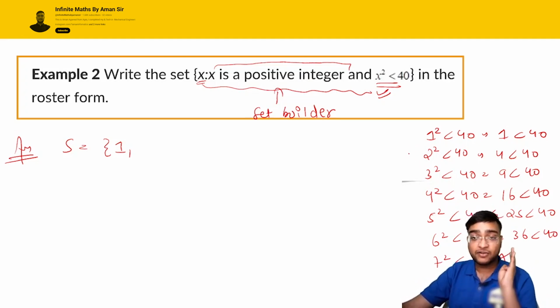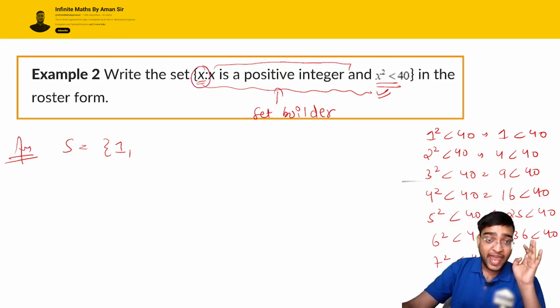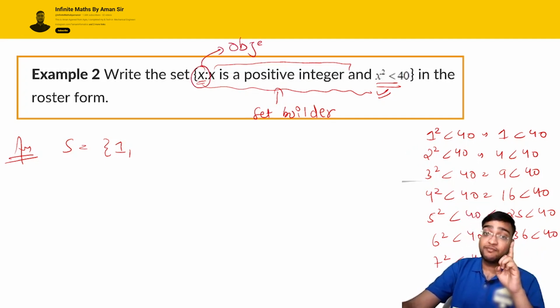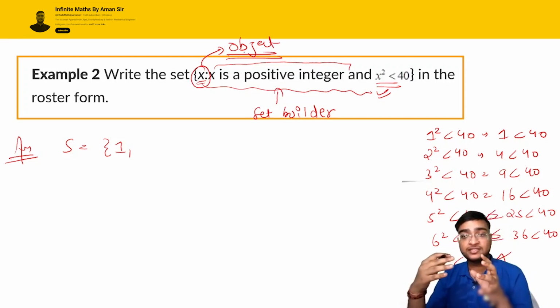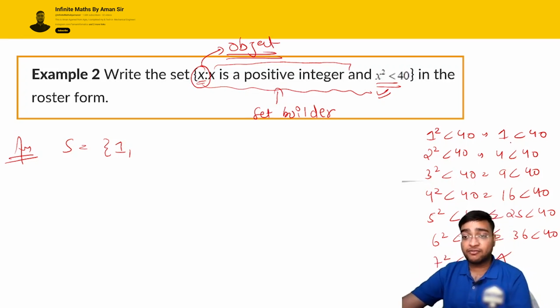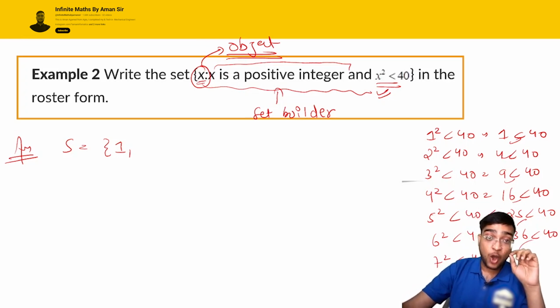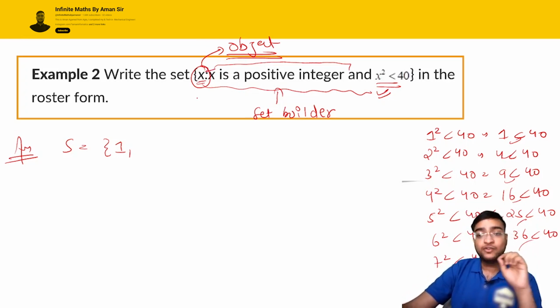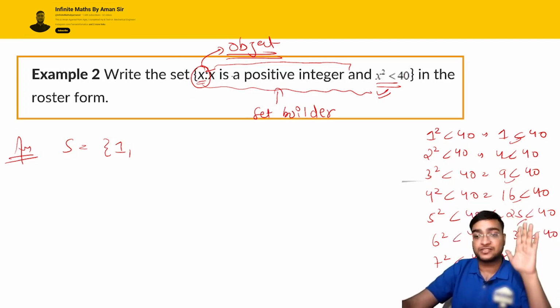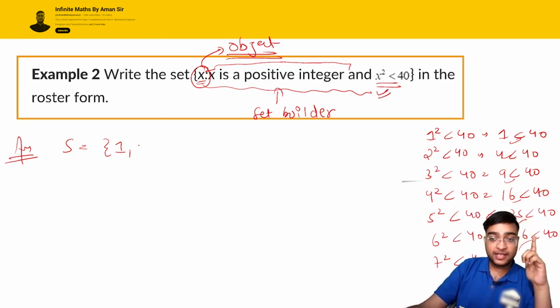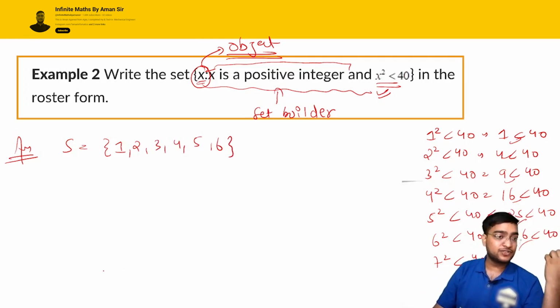6 objects. There are only 6 objects, and the x belongs to the set, not x square. Students have doubts in this. Sir, why do we not take 1, 4, 9, 16, 25 or 36 as an object? No, beta, if I take x square as the object, then you can say 1, 4, 9, 16, 25, 36. But I take x as an object, so this set answer is 1, 2, 3, 4, 5, 6. That is your simple set answer.